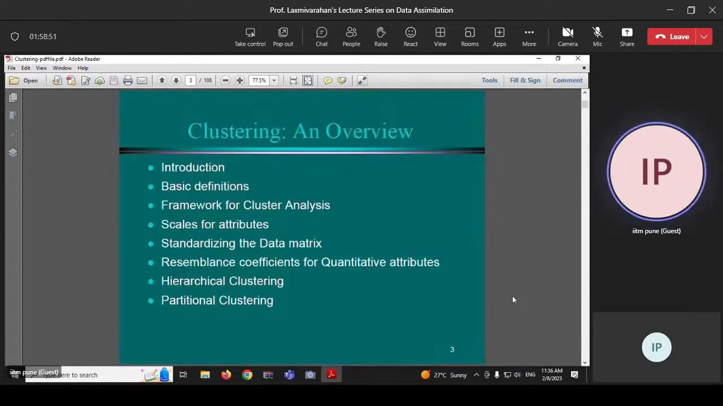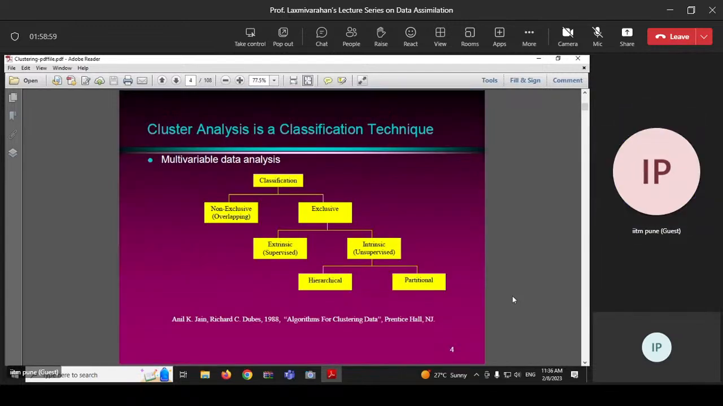So this is the outline of the talk. I don't want to spend too much time because I'm going to give a talk back, so we don't have to worry about that part. So I'm talking about clustering.